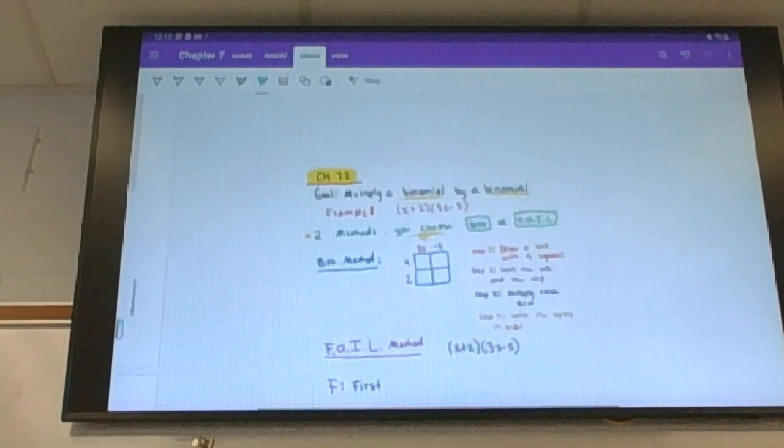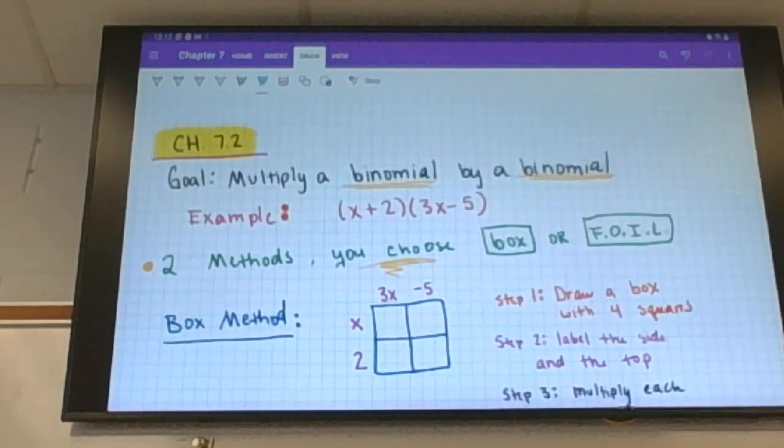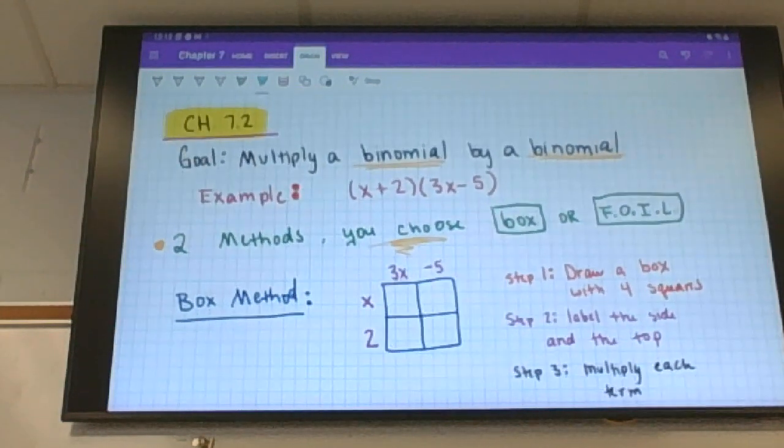Alright, today we're gonna do double distribution. Alright, so here's some notes for you to do underneath your bar. Let's do thumbs up if you've heard of FOIL, if you know how to FOIL.